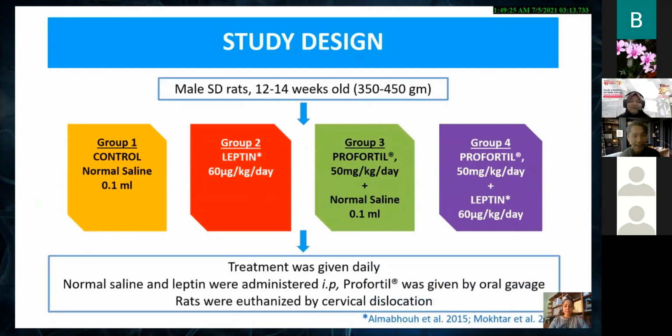Treatment was given daily. Normal saline and leptin were given via the intraperitoneal route for 2 weeks, and Profotil was given initially as a pre-treatment for 1 week, followed by 2 weeks of treatment with either normal saline or leptin. It was given by oral gavage. At the end of the treatment, the rats were lightly anesthetized and then euthanized by cervical dislocation. The testes and cauda of the epididymides were collected, weighed, and used for further tests.